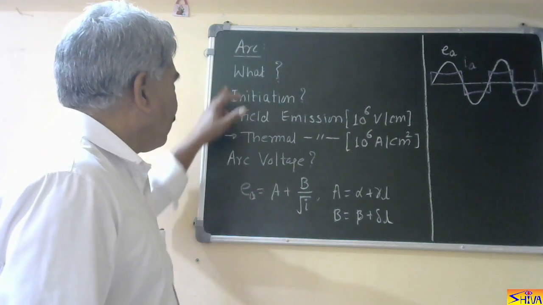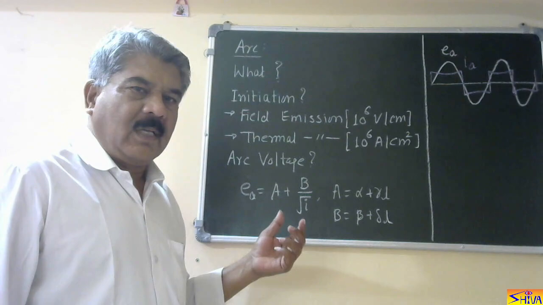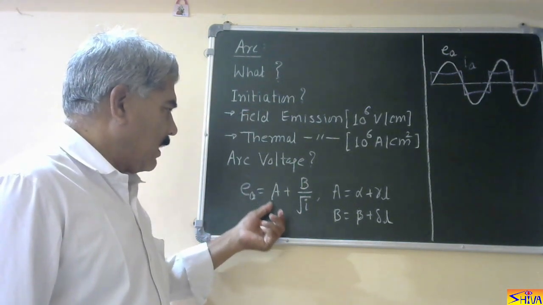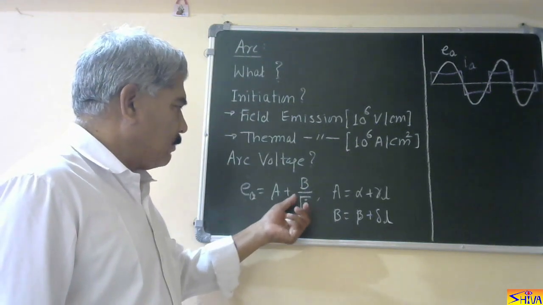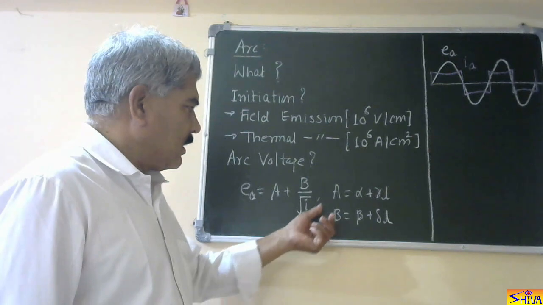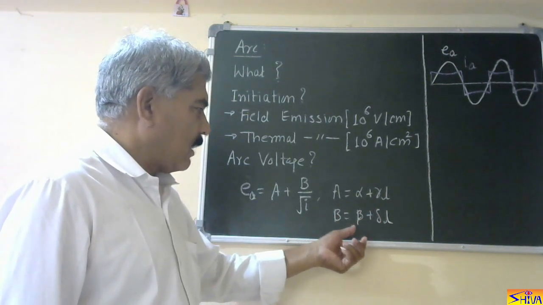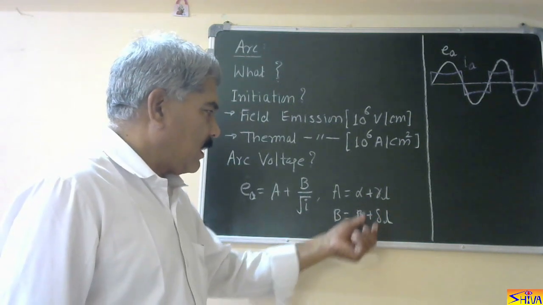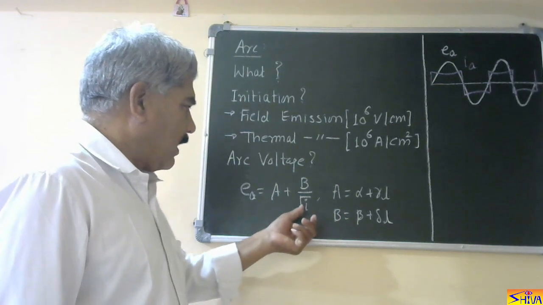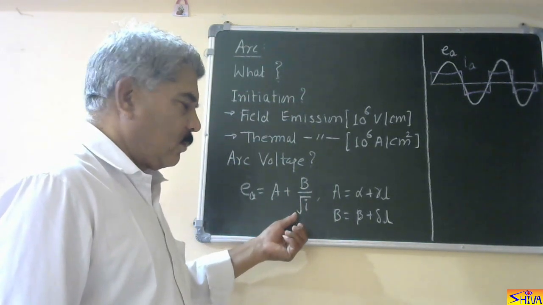Now third thing about this arc is, let us see what is arc voltage. According to Ayrton's equation, the arc voltage EA is given by A plus B upon square root of I, where A and B are constants given by A is equal to alpha plus gamma L and B is beta plus delta L. Alpha, beta, gamma, delta, they are constants. L is the length of the arc and I is the current through the arc.